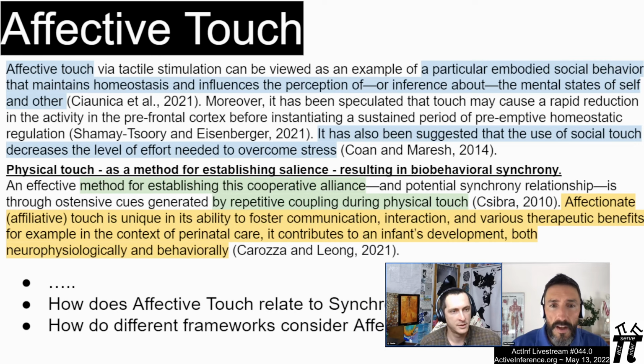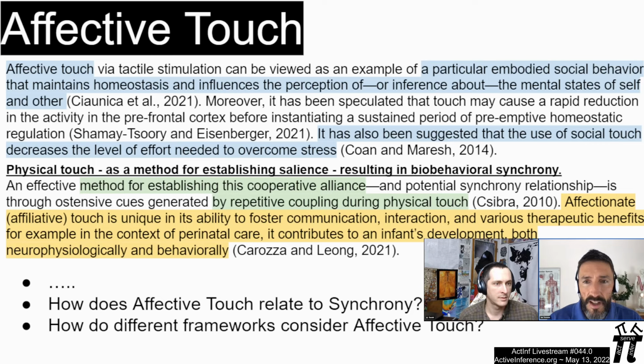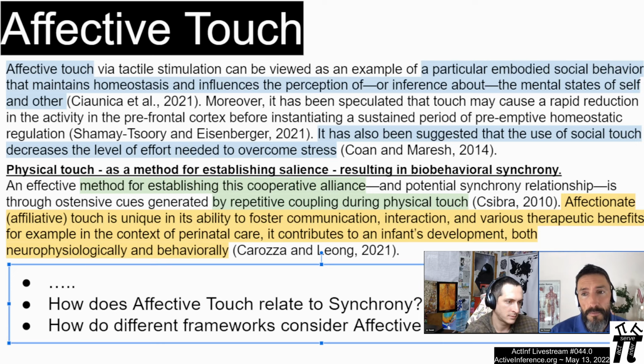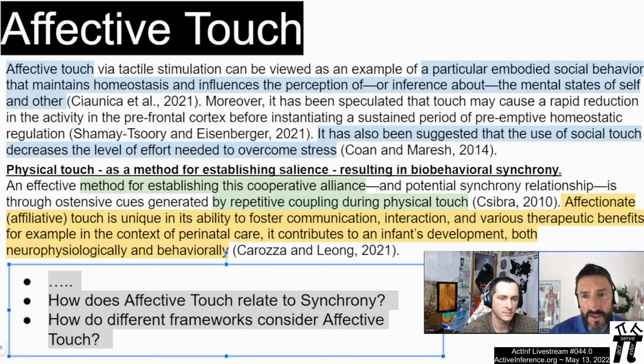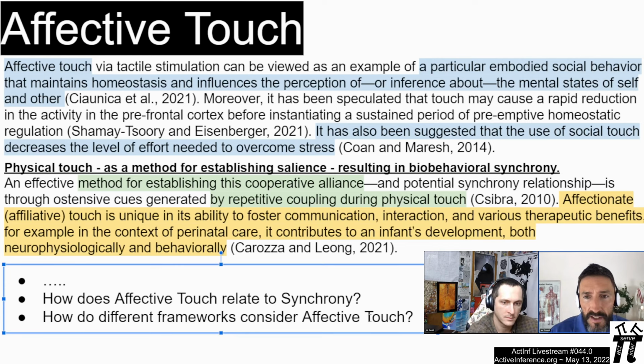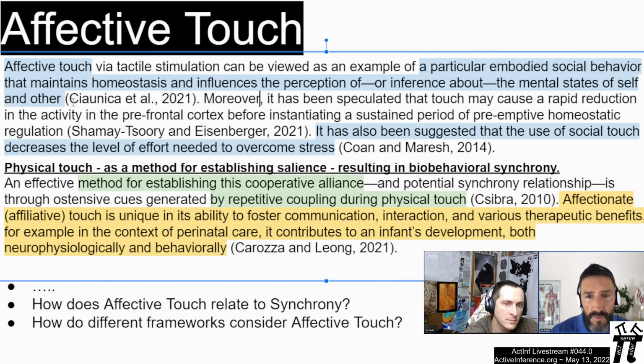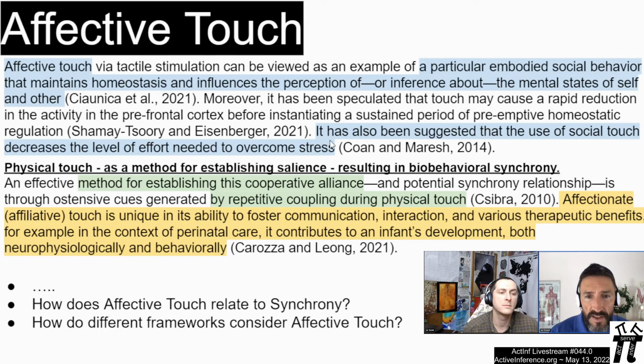Quoting from the paper, affective touch via tactile stimulation can be viewed as an example of a particular embodied social behavior that maintains homeostasis and influences the perception of or inference about the mental states of self and other. Moreover, it has been speculated that touch may cause a rapid reduction in the activity of prefrontal cortex before instantiating a sustained period of preemptive homeostatic regulation. It has also been suggested that the use of social touch decreases the level of effort needed to overcome stress. So here, from reading that, it's sort of saying that affective touch is nice, I guess, compared to maybe a punch, which might have a different effect on our autonomic regulation.